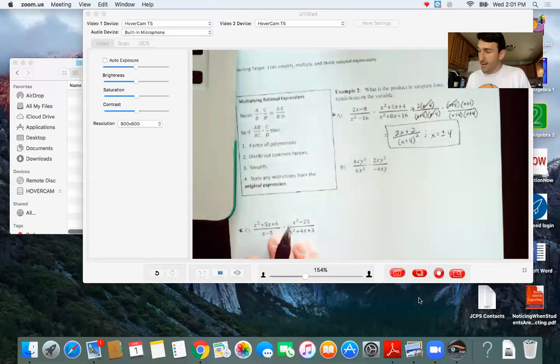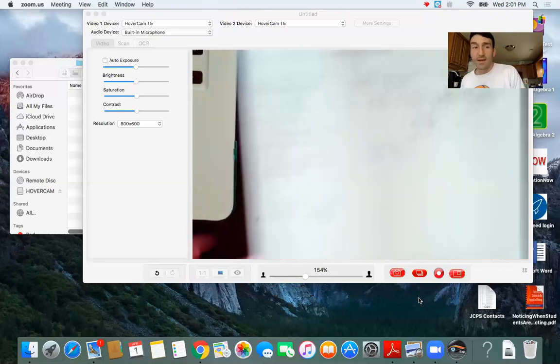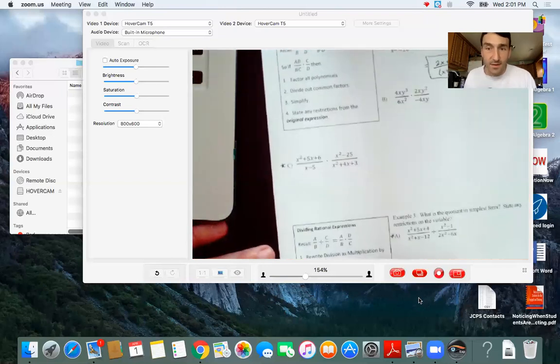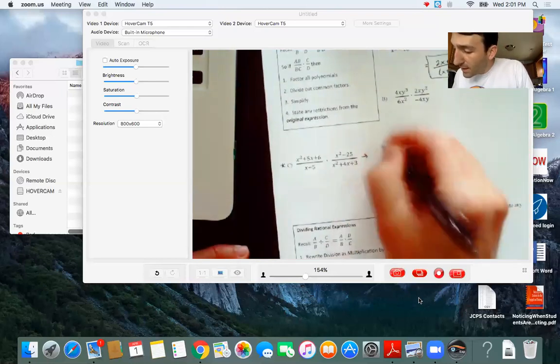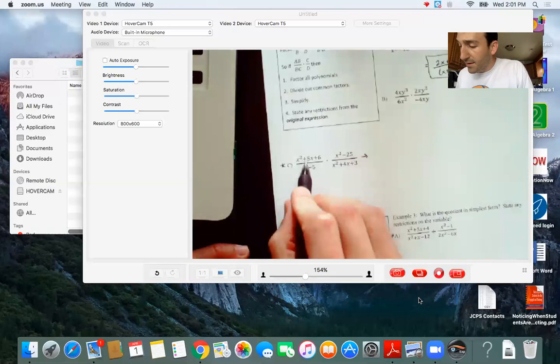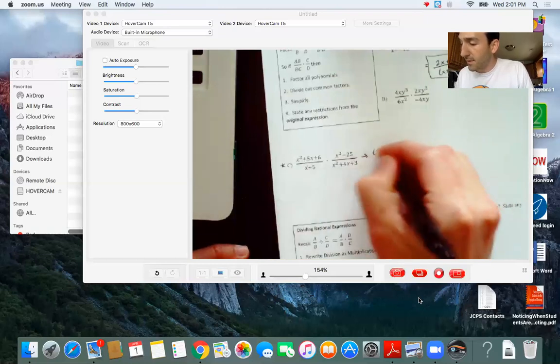All right. And then B's done on the notes. We'll skip down to C. C is as well, but I'd like to work some of these out where I can give you some explanation. So again, we'll start by factoring. Right here is going to factor out into x plus 3 times x plus 2.